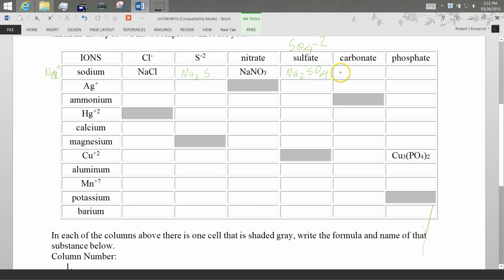And for the carbonate, it's the same situation because carbonate is a 2, CO3, so CO3 -2. And the phosphate, Na3PO4, because this is PO4 -3. So can you tell me what is going to be the same about the next row? How are rows 1 and 2 similar to each other?